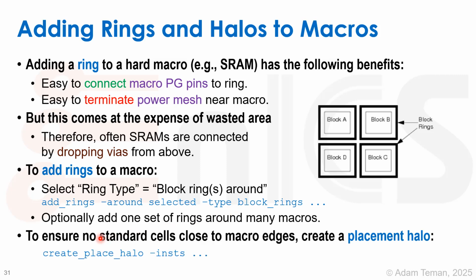Okay, so then after we put our rings around, we're going to add a halo. A halo is basically a placement blockage that we're going to put around our macros. We do not want to have the placer put standard cells very close to our macros, because it's going to be blocking pins and blocking access to the macro itself. So we're going to usually make this halo, and we have a command that does it automatically for us. So create place halo minus the instances that we want to place the halo around will automatically create this placement blockage around it, which will free up a lot of the area for routing and not have it blocked by all kinds of standard cells.